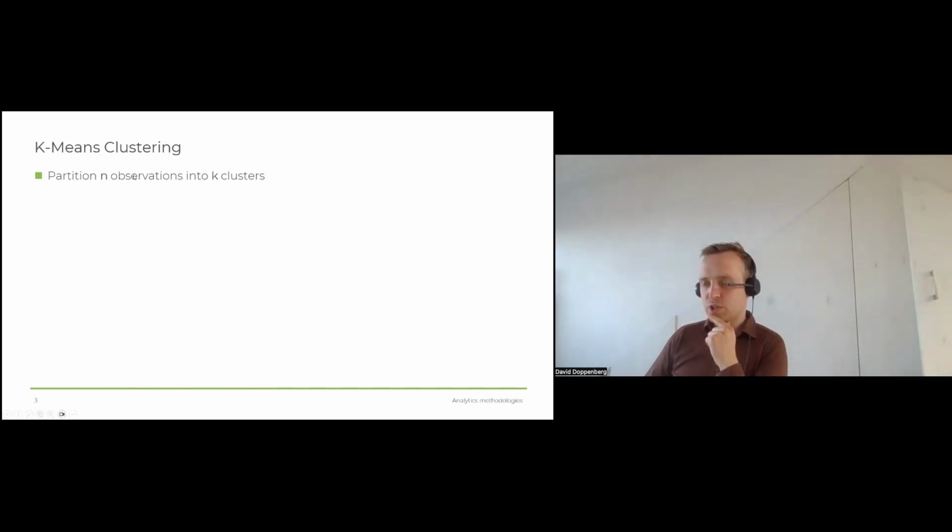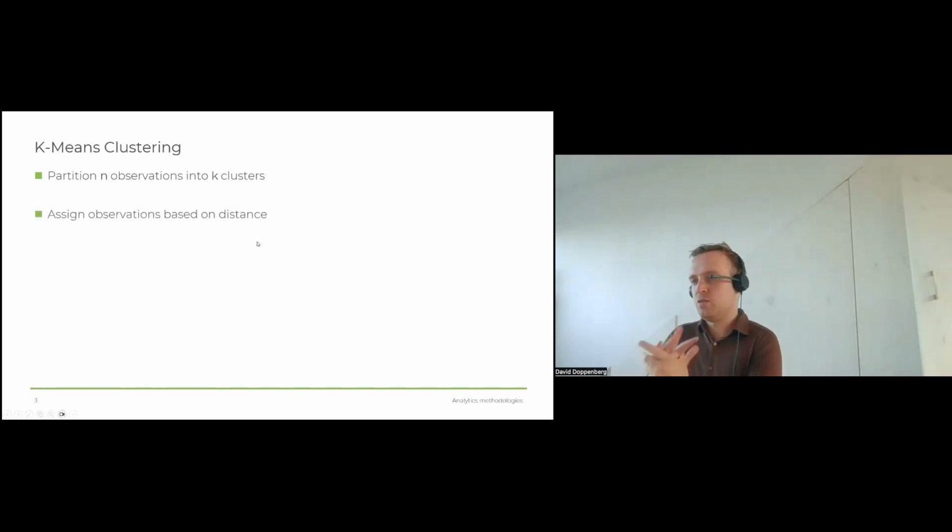So we're going to partition the n observations that we have into k clusters. The idea is that we somehow define the clusters, and then each observation will be assigned to a certain cluster based on the minimum distance to each cluster. So if you have 3 clusters and you calculate for a certain observation the distance to each of these clusters, then you're going to assign it to the nearest cluster.